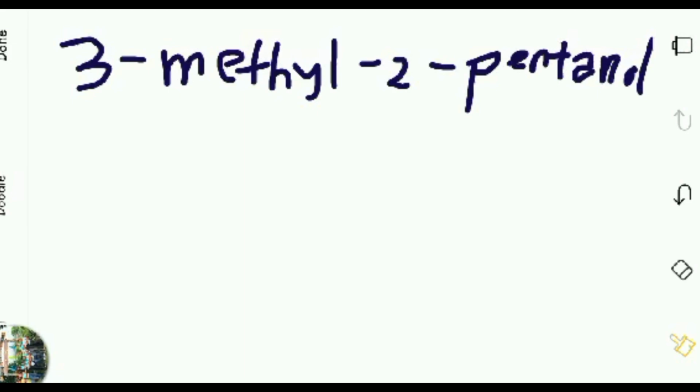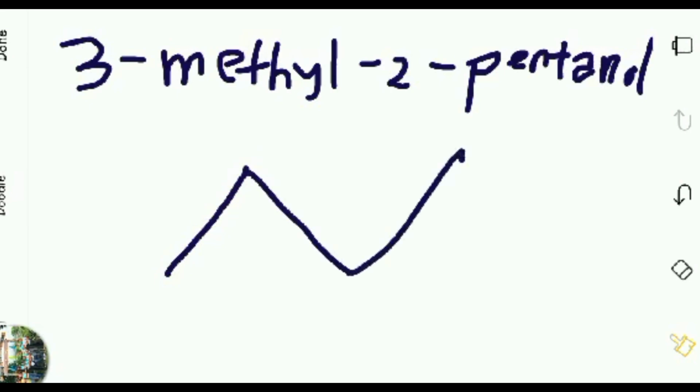The first step in drawing a line angle: begin with the carbon backbone, or draw a zigzag line to represent the carbon chain. Since we have a pentanol, which is 5 carbons, we have 1, 2, 3, 4, and 5.